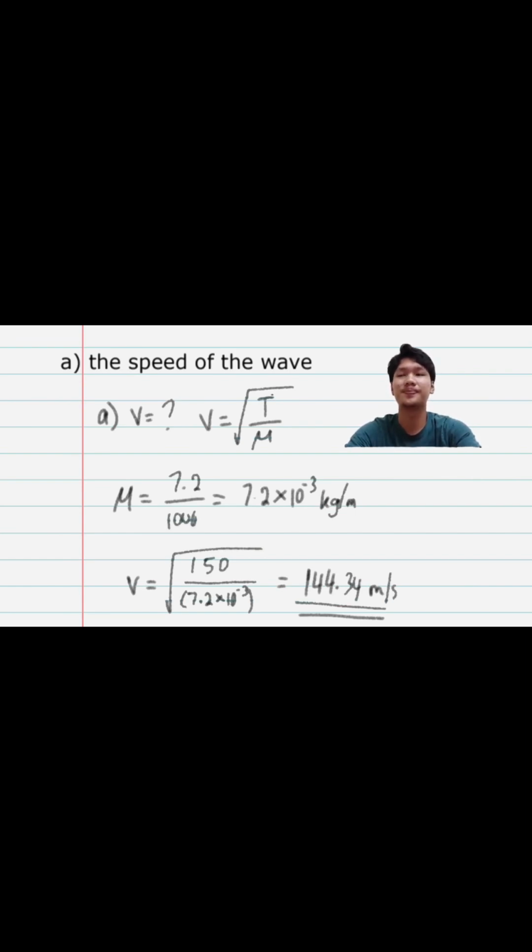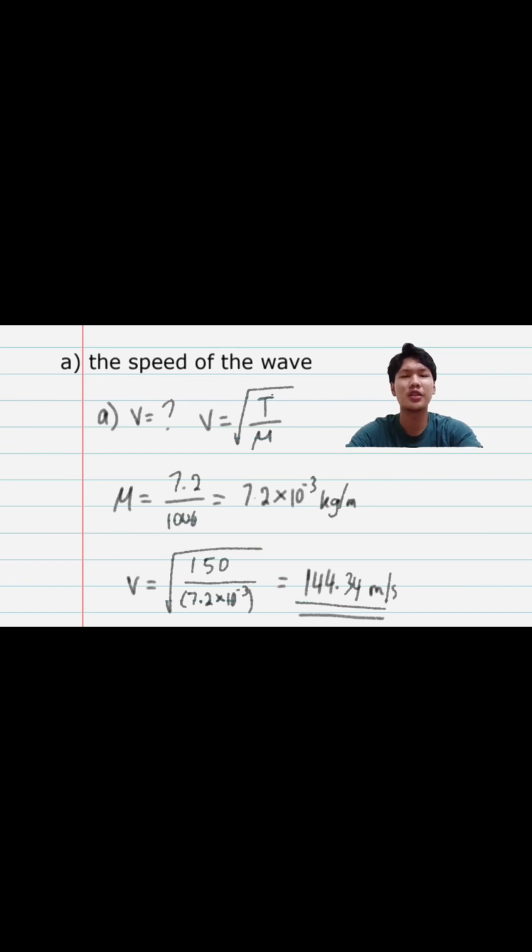Okay, question 1 stated that a nylon guitar string has a linear mass density of 7.20 gram per meter and is under tension of 150 Newton. The fixed supports are at a distance d of 90 cm. The string is oscillating in a standing wave pattern shown in figure 2. So question A asks us to find the speed of the wave.